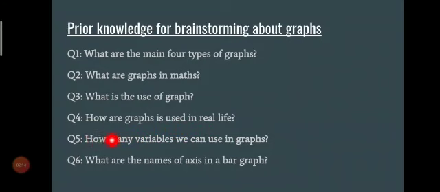Question number 5. How many variables can we use in a graph? Students, we can use more than two variables in a graph. Question number 6. What are the names of the axes in a bar graph? A bar graph has two axes, the x-axis and the y-axis. With the help of both axes, we can draw bars.